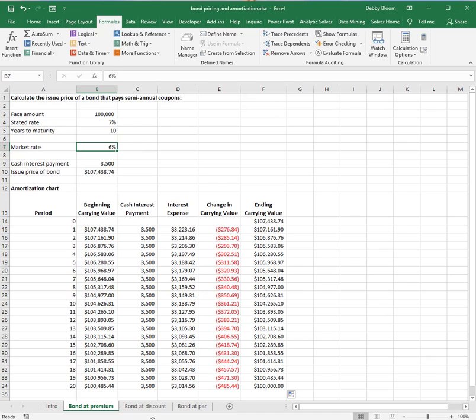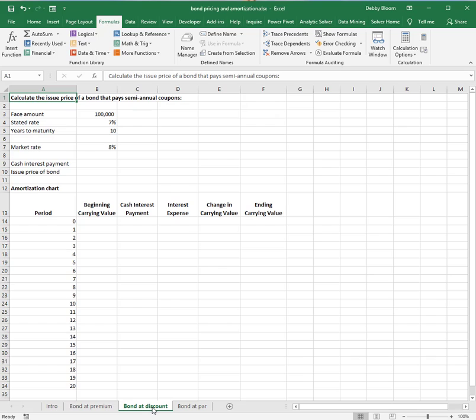Now let's look at a bond at a discount. So we're going to look at the exact same bond, face amount of $100,000, stated rate of 7%, 10 years to maturity, pays a semi-annual coupon, but this time our market rate is 8%. If the market rate is 8%, you would not be interested in a 7% bond, and we would therefore expect the price to fall. This bond will be issued at a discount, meaning less than $100,000.